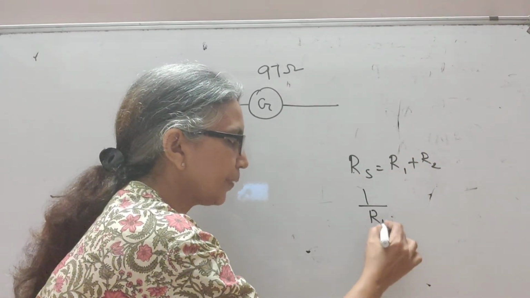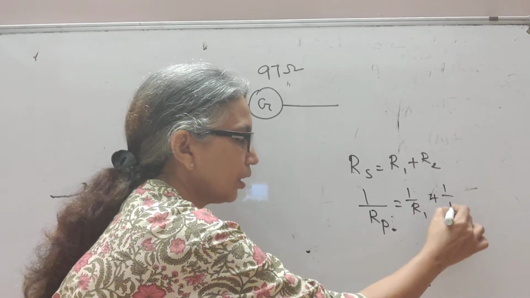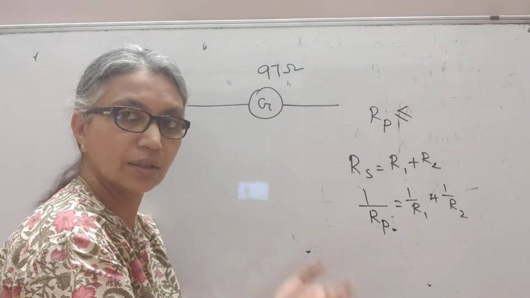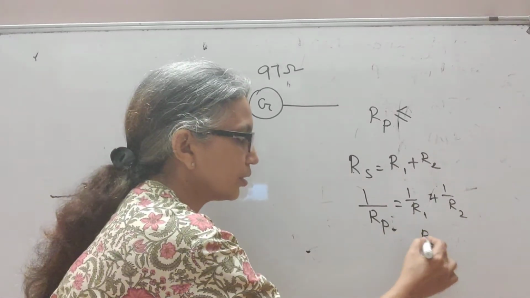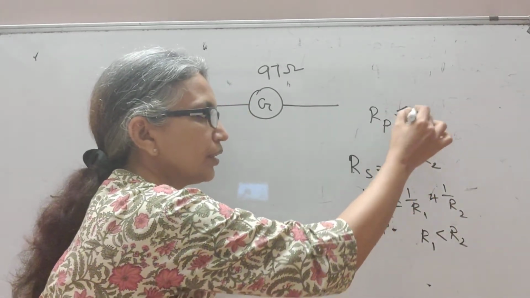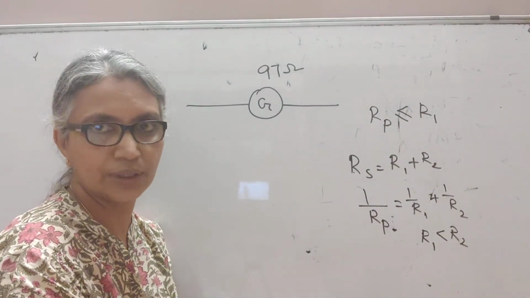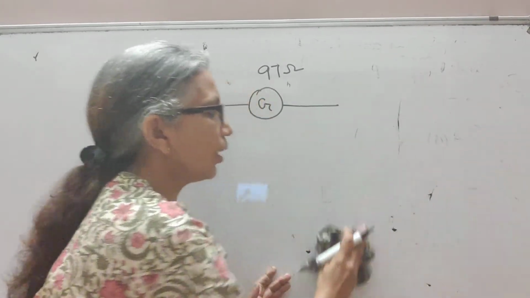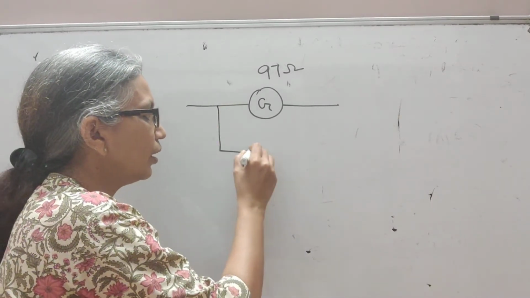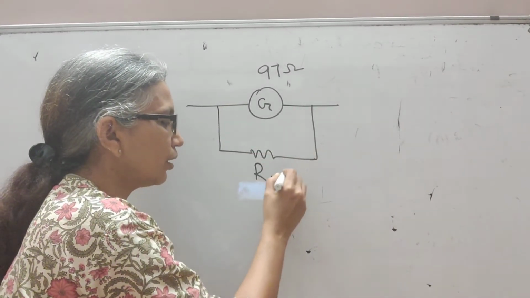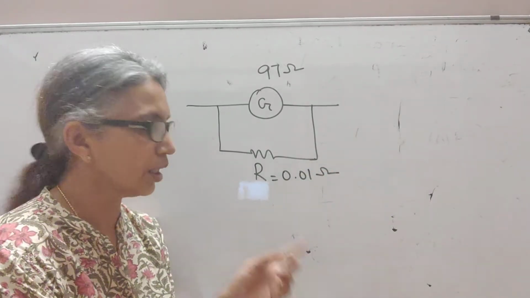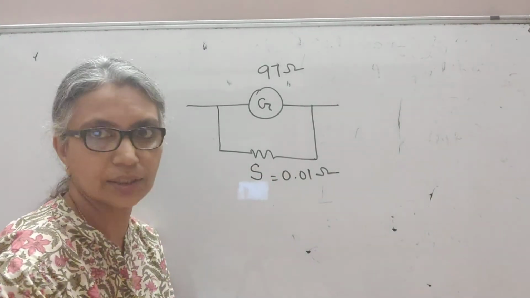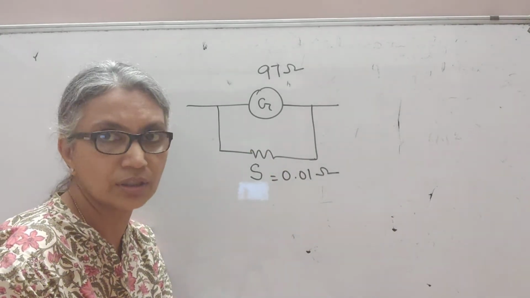Suppose you connect two resistors in parallel. This is 1 by Rp equals 1 by R1 plus 1 by R2. So this Rp will always be lesser than or equal to the smaller one. For example, let's say R1 is smaller than R2. Then Rp will be lesser than or equal to the smallest one, R1, when you calculate. So when you want to reduce the resistance of your galvanometer, all you have to do is connect in parallel another resistance. For example, let me say I connected a 0.01 ohm. This is called the shunt resistance. So I give it a name, shunt resistance S. A resistance connected in parallel to the galvanometer is called a shunt resistance.